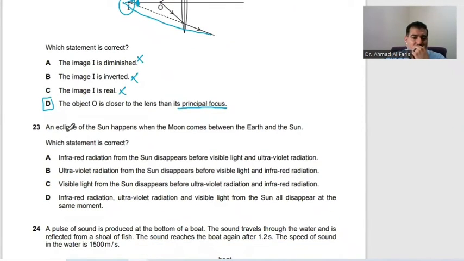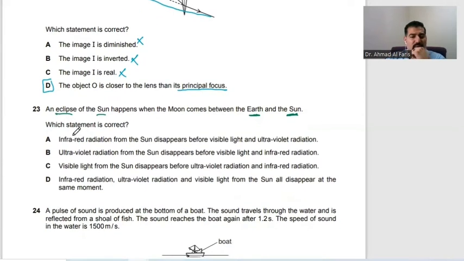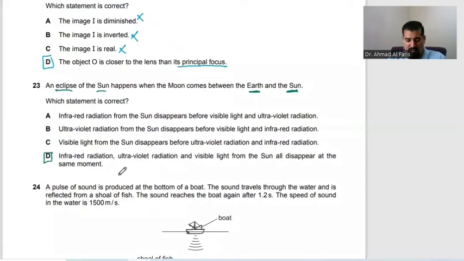Number 23. An eclipse of the sun happens when the moon comes between the earth and the sun. Which statement is correct? Infrared radiation from the sun disappears before visible light and ultraviolet. I think we did this question before. Yes, we did it before, and the answer is D. So you can see they keep repeating the same questions, not only the same ideas.